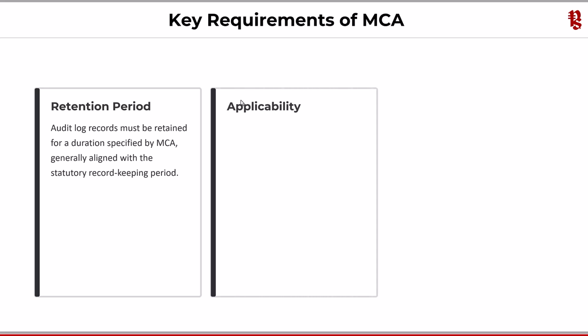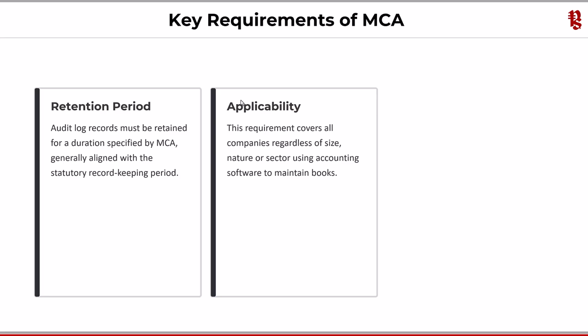Next, applicability. For whom is the audit trail or edit log applicable? This requirement covers all companies, regardless of size, nature or sector, using accounting software to maintain their books. That means all the companies registered under MCA, all private limited companies and public limited companies, fall under this rule.